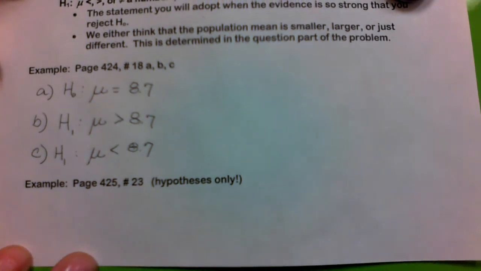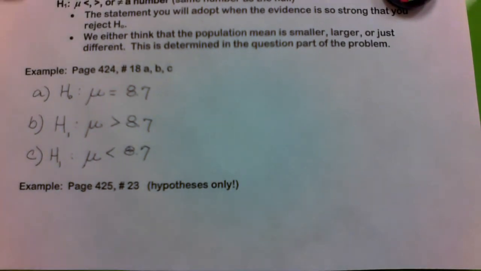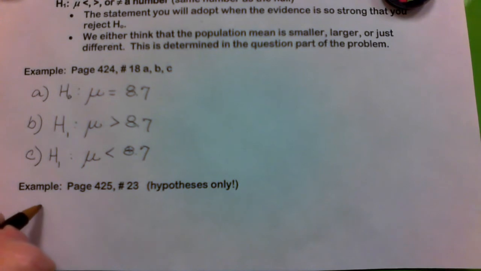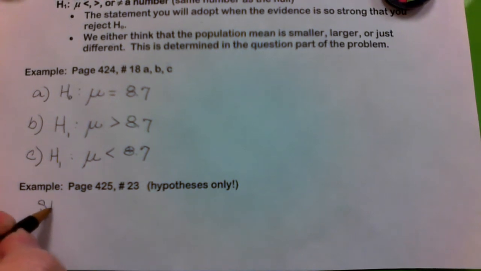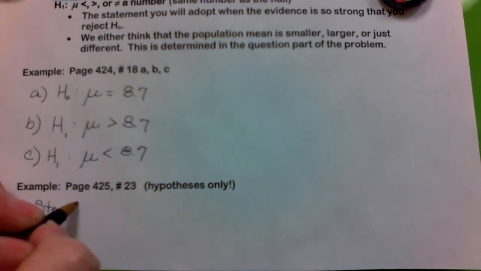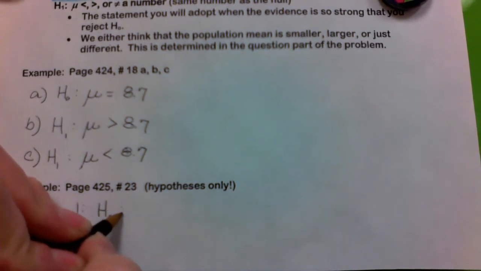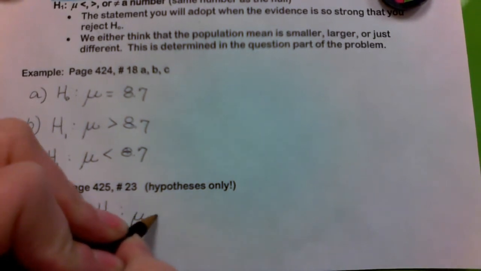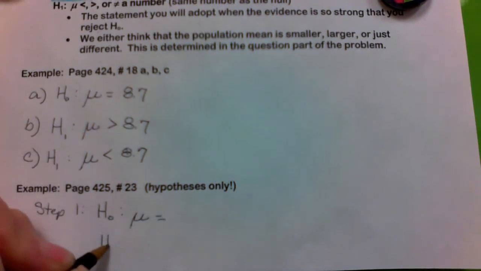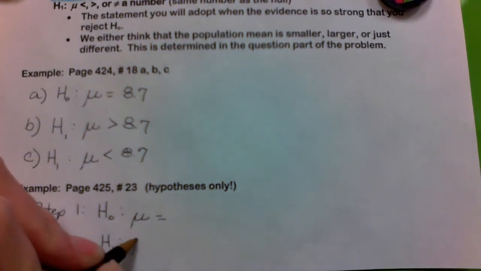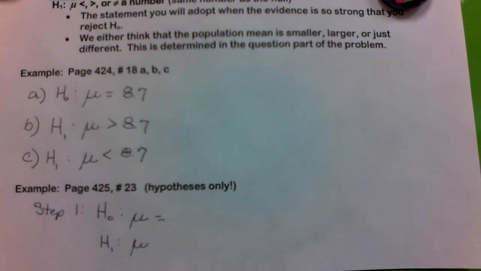So what I want to do in the next example is I want you to turn to page 425, and we're going to look at number 23. Eventually these are the types of problems that you will be doing step 1 through step 5. But all we're going to look at right now is step 1. So I'm going to write step 1. The null will be mu is equal to some number. And then the alternate will be mu, and I don't know if it'll be less than, greater than, or not equal to.